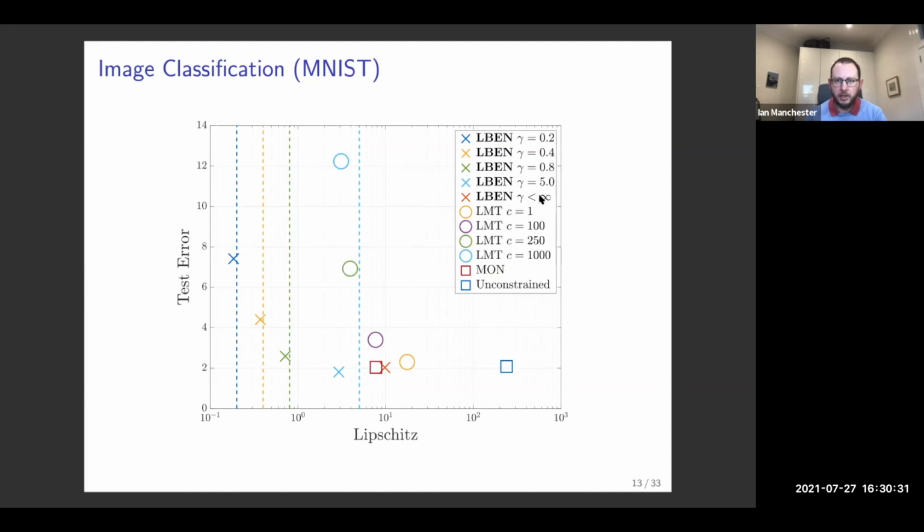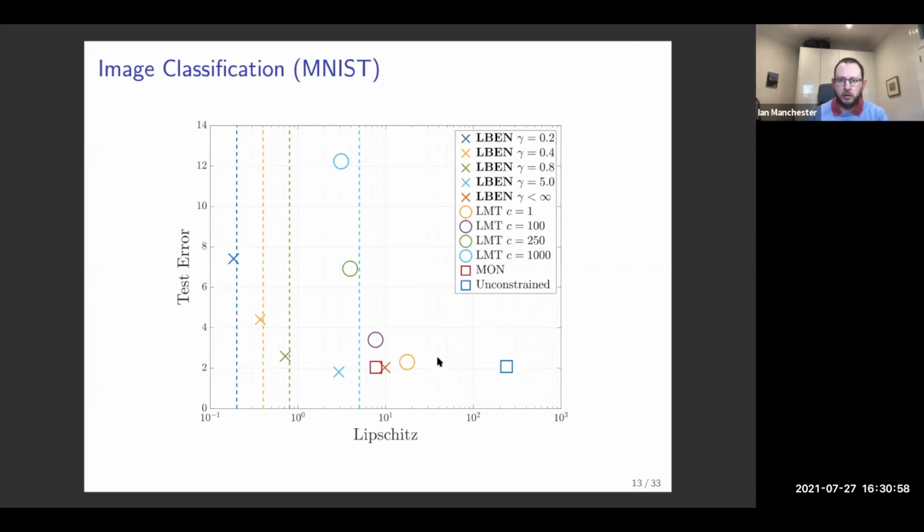There's a competing method called Lipschitz margin training, which doesn't precisely bound the Lipschitz constant, but it gives you a parameter that you can tune, which tries to do a similar thing. And this is the circles here. So again, you see a trade-off curve between Lipschitz constant and test error, but it's strictly worse. You prefer to be towards the lower left here.